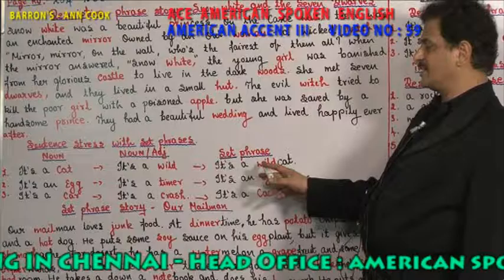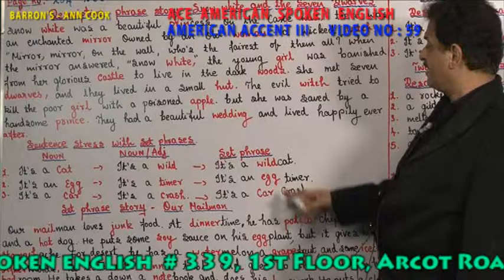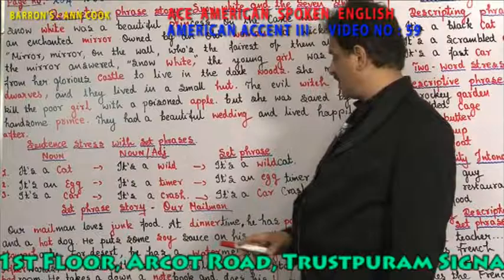Computer is a noun. Center is a noun. Two nouns. Which do you stress? Computer center. Computer should be stressed. When two nouns are there, the first noun should be stressed. See, egg is one noun. Timer is a noun. It's an egg timer. The first noun should be stressed.